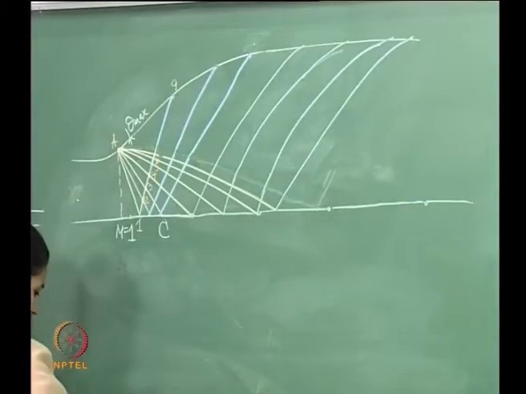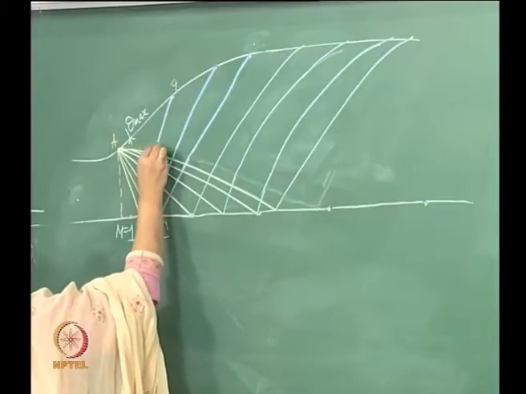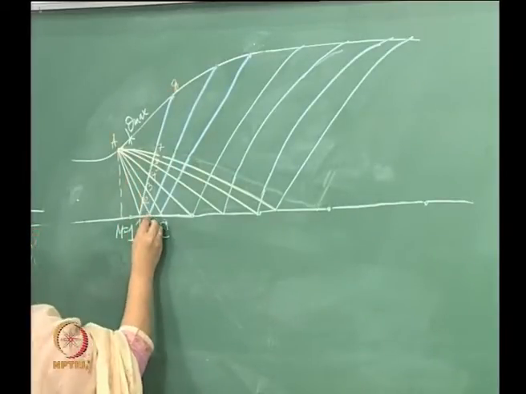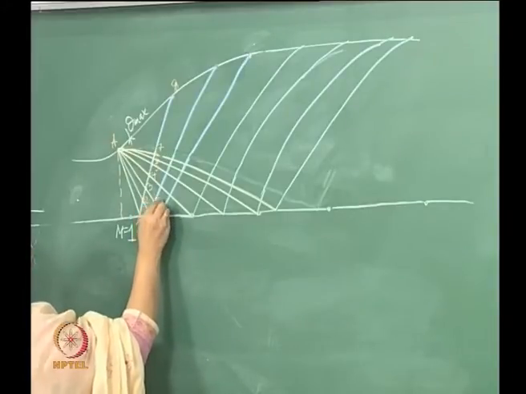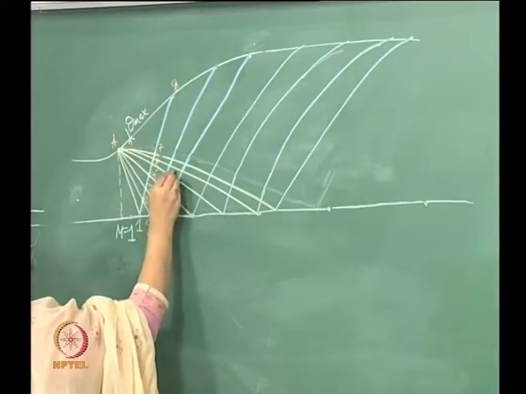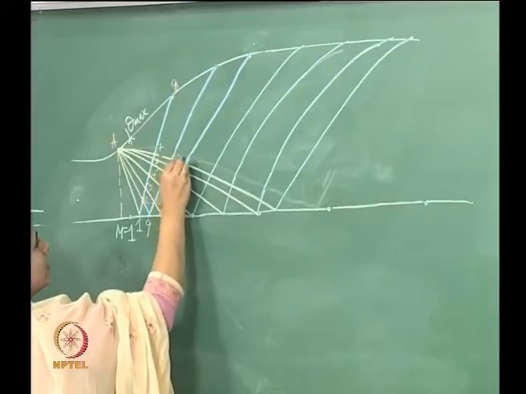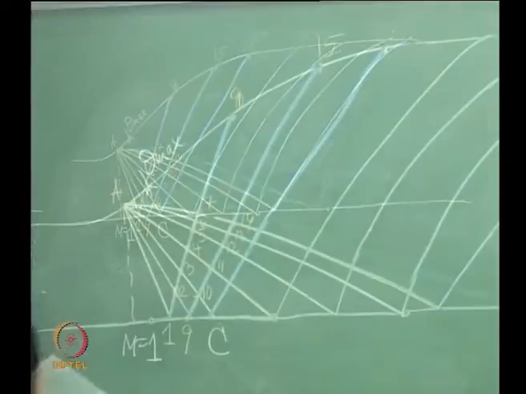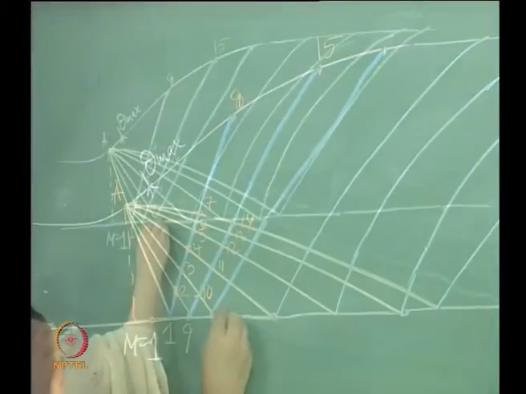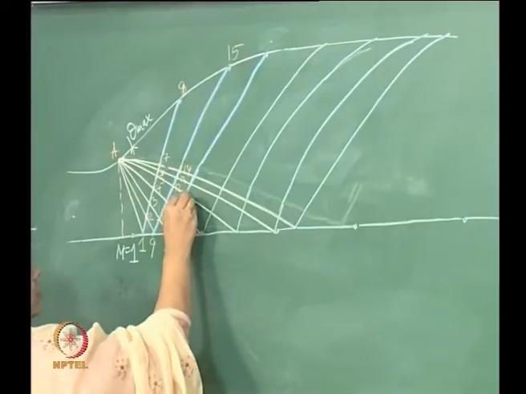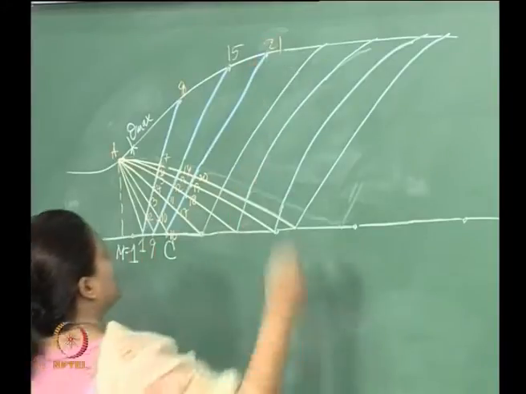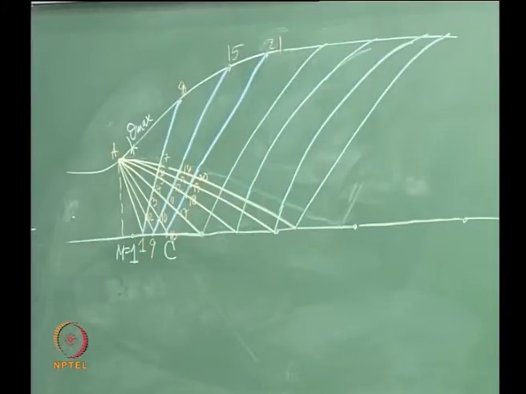So this is 6 and this is 7, and this point is 8. Then we come here, this becomes 9, this is 10, this is 11, this is 12, 13, 14, and so on and so forth. Then you come here, this becomes 16, 17, 18, and so on. So this is what we get now.